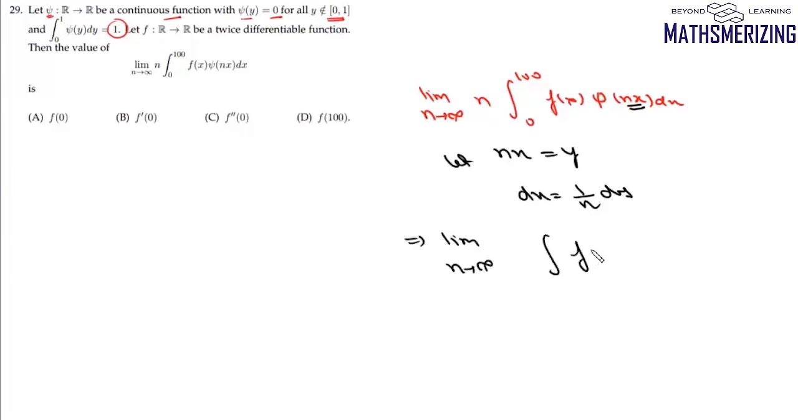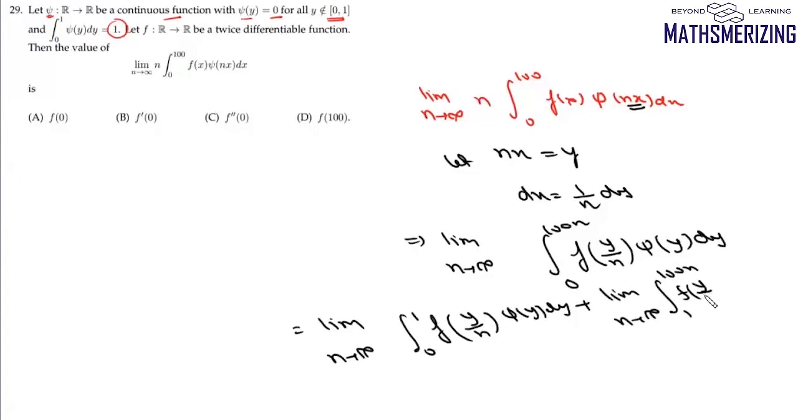So it'll be f(y upon n) psi(y) dy, and then this integral from 0, and then when x is 100 it will be simply 100n. Now we can write this as limit n tends to infinite integral from 0 to 1 f(y by n) psi(y) dy plus limit n tends to infinite integral from 1 to 100n f(y by n) psi(y) dy. Now when y doesn't lie between 0 and 1, psi(y) is 0. So this function is 0. So this limit will simply be 0.